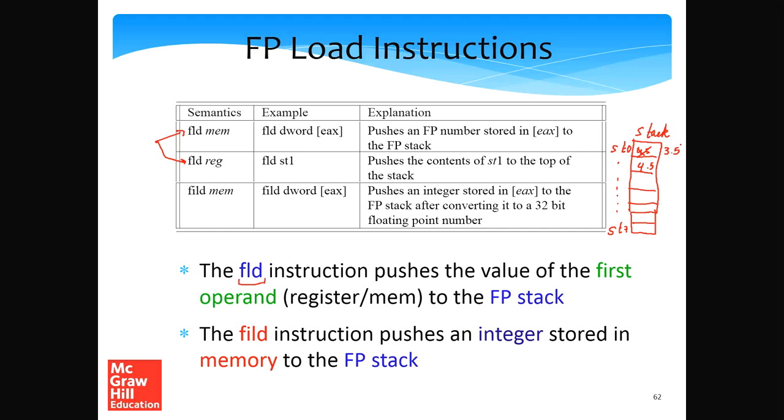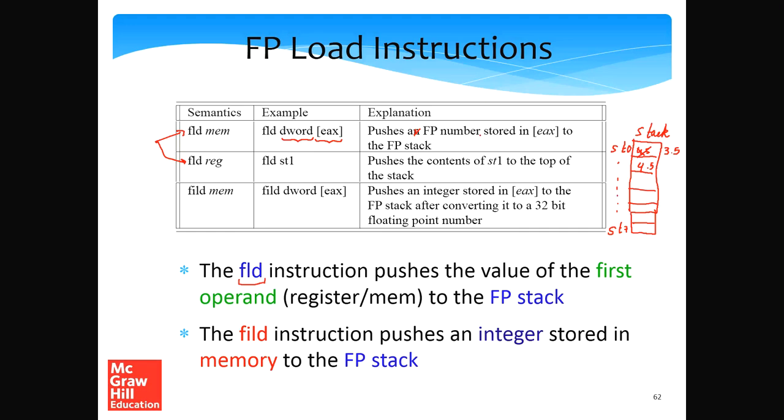So when I call something like FLD mem, the first thing I need to do is specify how many bytes I am interested in. Here, this is the memory operand, the address stored in EAX. If I'm interested in 4 bytes, I specify the DWORD modifier. So it pushes a floating point number stored in EAX, in square brackets, to the floating point stack. So if the number stored is 3.5, it gets stored on the floating point stack.